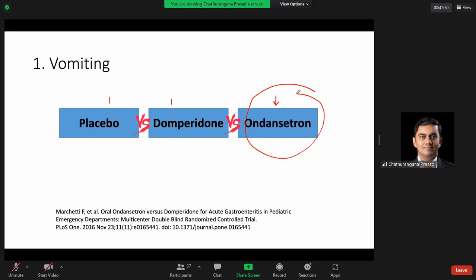Domperidone is available as IV medication, as oral tablets, as sublingual forms, and the good thing is it is available as syrup. We still use domperidone because in the government sector we don't get access to ondansetron frequently. It's also available as a suppository. So that is the advantage of domperidone. But the advantage of ondansetron is it's much more effective compared to domperidone.